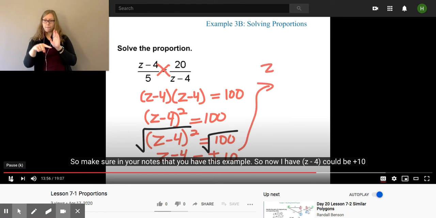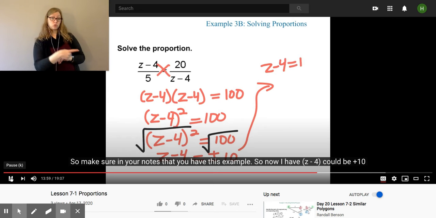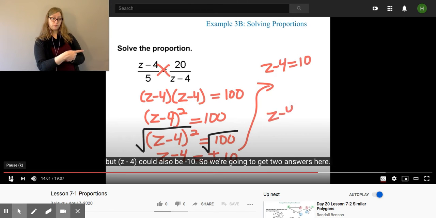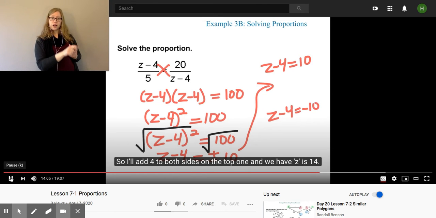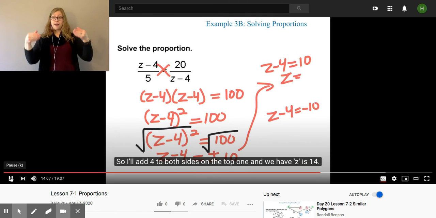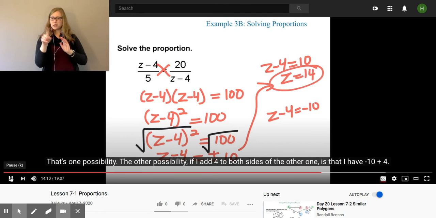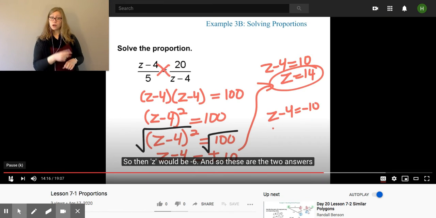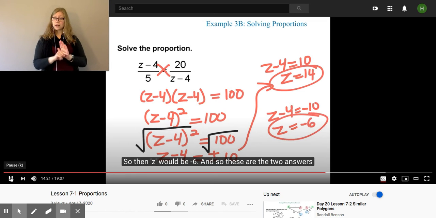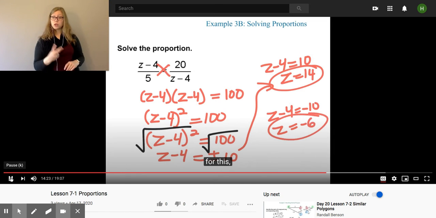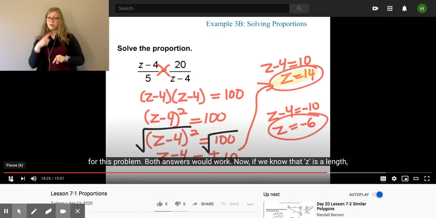So now I have z minus 4 could be positive 10, but z minus 4 could also be negative 10. So we're going to get two answers here. I'll add 4 to both sides on the top one, and we have z is 14. That's one possibility. The other possibility, if I add 4 to both sides of the other one, is that I have negative 10 plus 4. So then z would be negative 6. And so these are the two answers for this problem. Both answers would work.